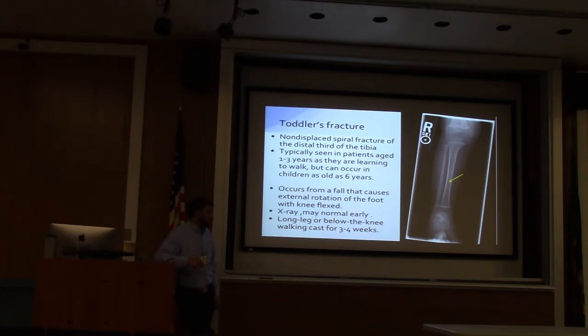All thought this could be from abuse, but the study shows not really, this fracture is not really an indication of abuse. Usually it comes from a fall, external rotation of the foot with knee flexion. Early X-ray could be normal. So if you have a high suspicion, you put the patient in a long leg walking cast, and you follow up with orthopedics, they repeat the X-ray sometimes and they can see the fracture itself.